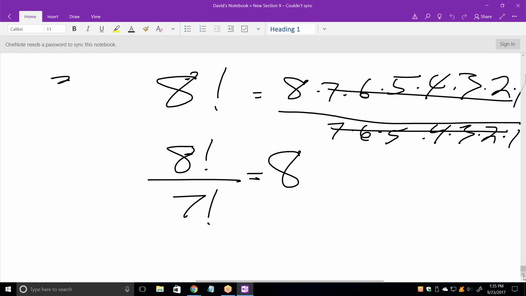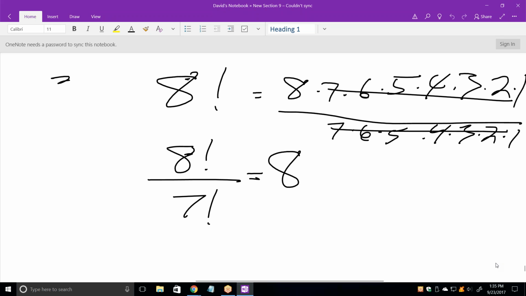Now, let's talk about combinations and permutations. Oh, man. I got to find a different drawing program. This thing just is not liking what I do with it.